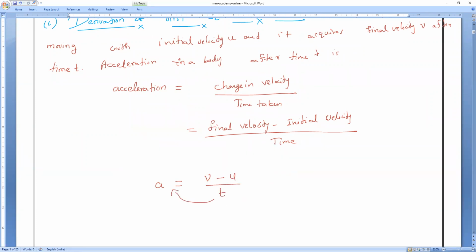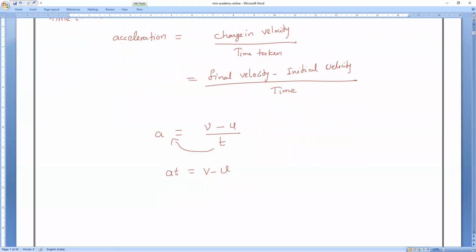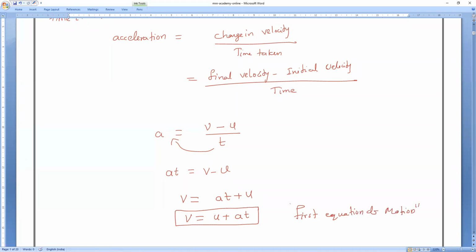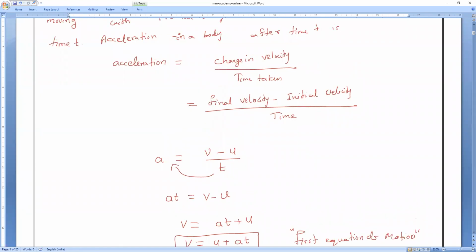Now t is in division, it will come to this side in multiplication. So AT is equal to V minus U. Now minus U will come to this side and become plus U. So V is equal to U plus AT. That's all, the first equation of motion. Understand, everybody? Very simple. Do it fast, neatly.